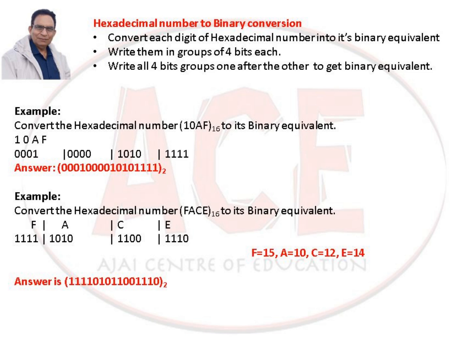Hexadecimal number to binary conversion. Convert each digit of the hexadecimal number into its binary equivalent. Write them in groups of 4 bits each. Write all 4-bit groups one after the other to get the binary equivalent.